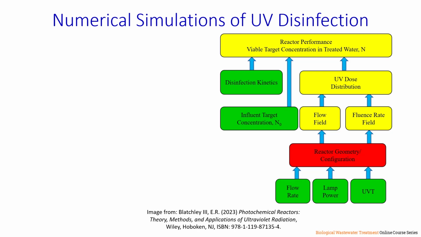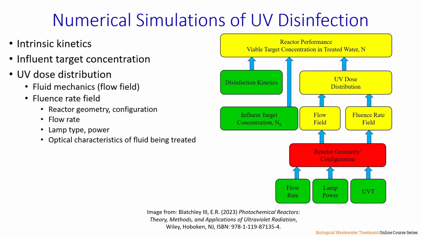The basic idea here is that we incorporate information related to the intrinsic kinetics of the disinfection reactions that take place within the system. We also need to quantify the influent target concentration. From information based on a simulation of the flow field and the fluence rate field, we can then calculate the UV dose distribution, which governs the performance of the system. The dose distribution is the UV analog of the residence time distribution function I talked about previously related to a chemical disinfection system. If we can quantify the dose distribution, oftentimes using these numerical simulations, then we're in a position to accurately simulate the performance of this reactor relative to any disinfection endpoint.